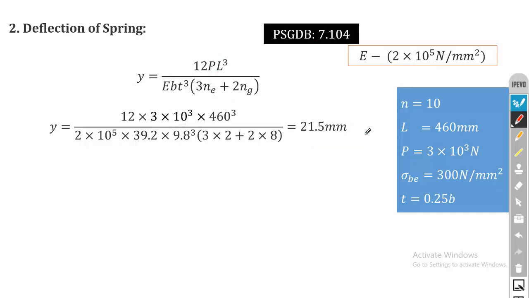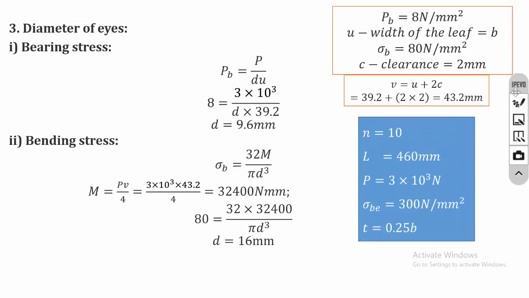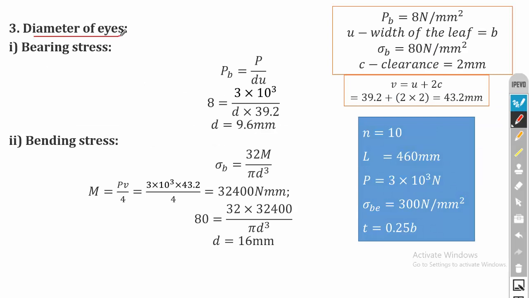Okay, so this is the second step. The third step is diameter of the eye. As we discussed earlier in the previous lecture, we can calculate the diameter of the eye by using two methods. One is by considering the bearing stress and another one is by considering the bending stress. And we have to take the maximum value of the diameter. So first let us consider the bearing stress. So p b is equal to P divided by d into u.